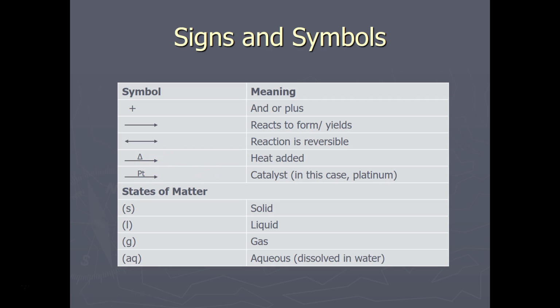Next to your different elements, you will also see parentheses with a letter inside, and that tells us the state of matter. S is solid, L is liquid, G is gas. The one you may not know is if you see (aq) in parentheses, that means aqueous, which means whatever product you get has been dissolved in water.